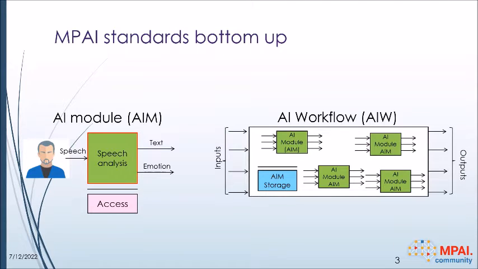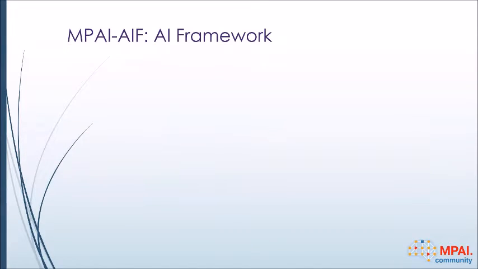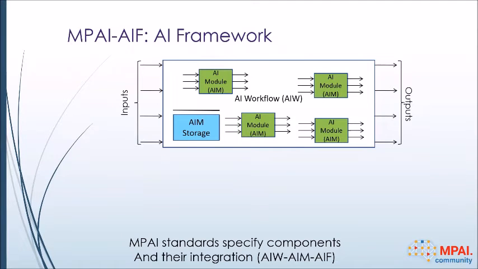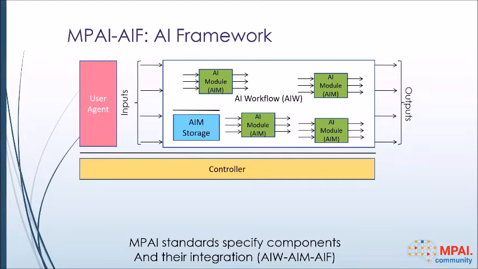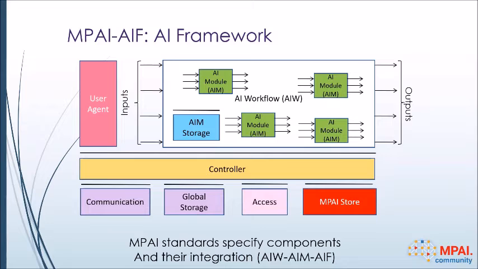But if you want to make a complete human-machine conversation system, you will need more than this module. And this is what is represented in the next figure, where you have a workflow that is a composition of AI modules with a certain function and certain input and output data, and the connections between the AI modules. All this is executed in an environment that we call an AI framework. So you see, you have the AI workflow with input and output data, and this is executed in this environment. You have a controller, and the AIMs can make a call to the controller via API. Then we have communication, global store, access, and MPAI store.